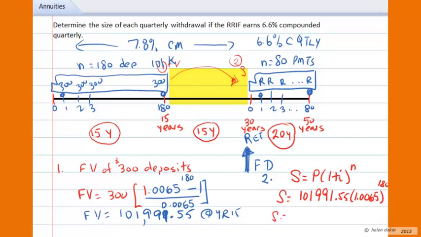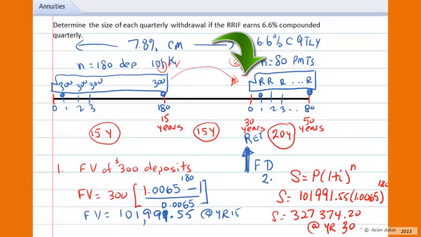So when we work that out on your calculators, you'll end up with a maturity value at the end of the 30th year of $327,327.20. So at year 30, or after 30 years, we will have $327,000. That means that the $191,000 has tripled in value over the next 15 years without any further deposits. It's gone from $191,000 to $327,000.